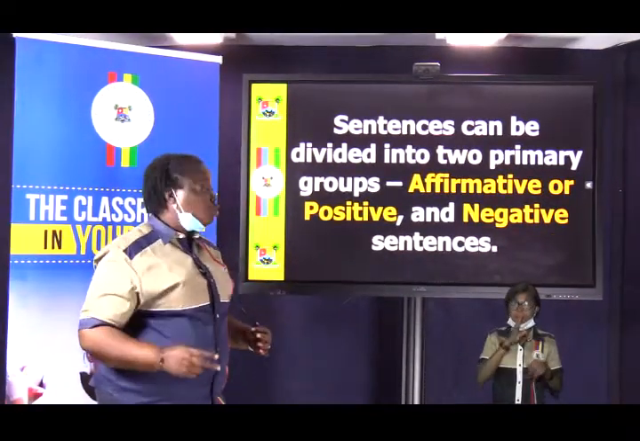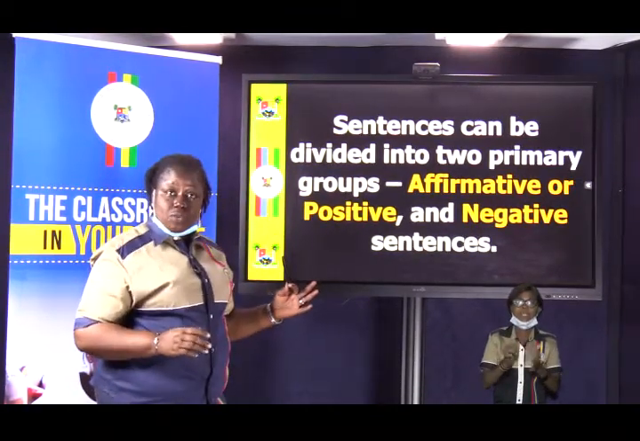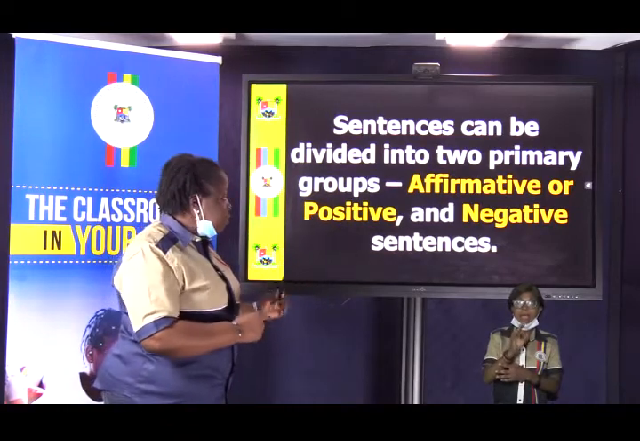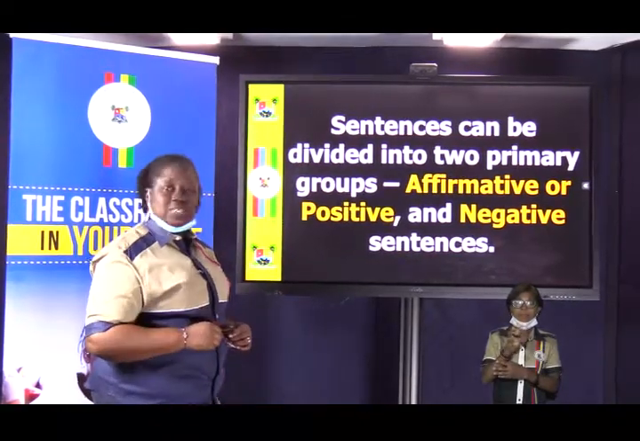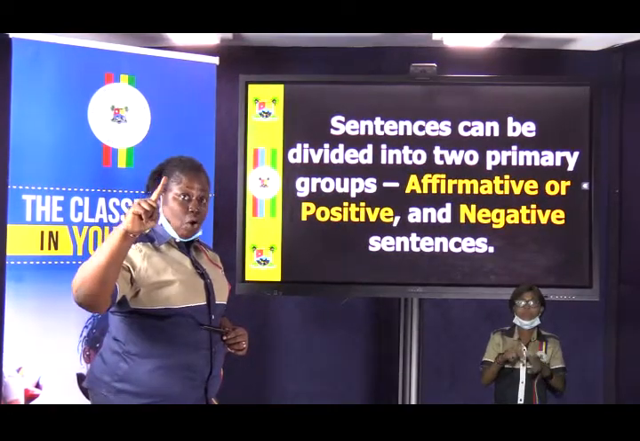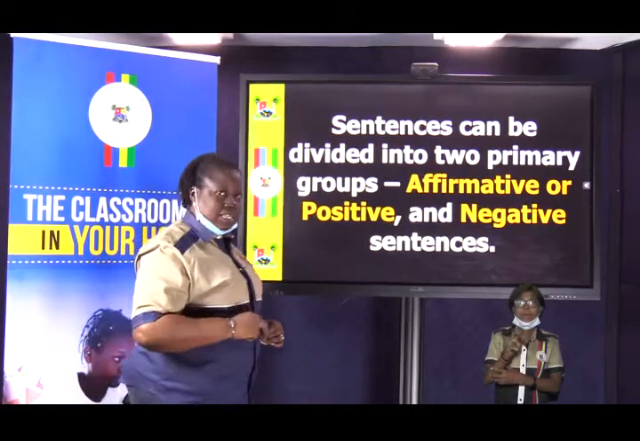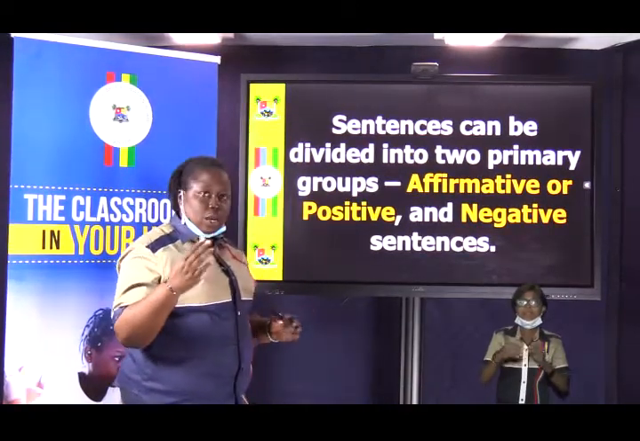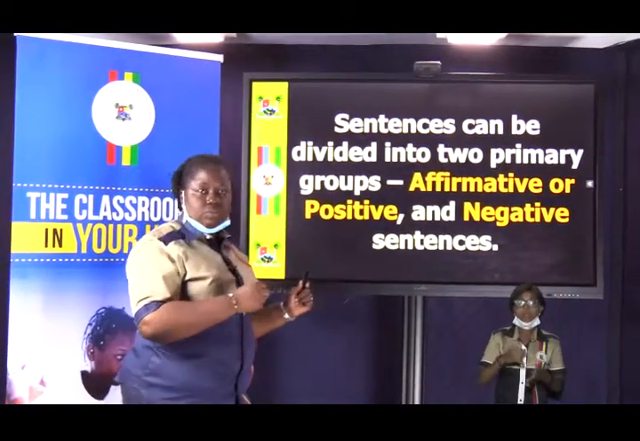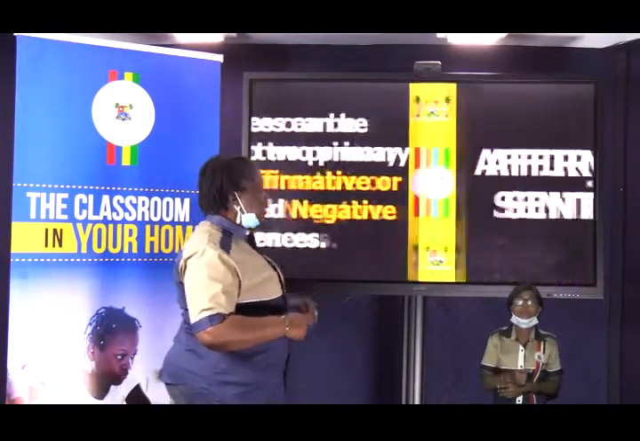Sentences can be divided into 2 primary groups. That is the affirmative, or what we call the positive, and the negative sentences. Those are the 2 groups. It's either you call it affirmative or positive. Then the second one is the negative sentences.